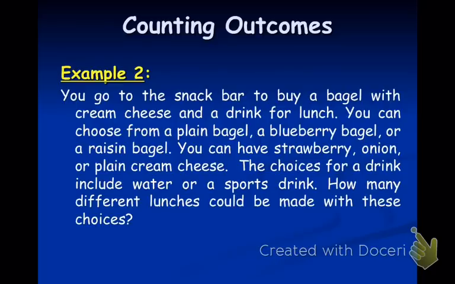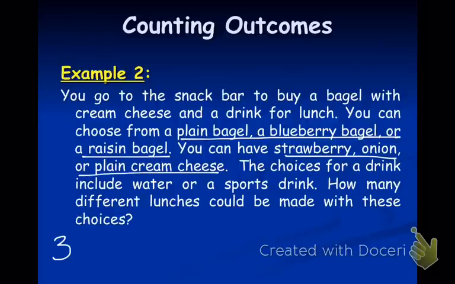We go to a snack bar to buy a bagel with cream cheese and a drink for lunch. So 3 things we're going to be picking from. You can choose from a plain bagel, blueberry bagel, or a raisin bagel, so there are 3 types of bagels. You can have strawberry, onion, or plain cream cheese, so 3 types of cream cheese. And then we have choices for a drink. We can have water or a sports drink, so we have 2 choices there. How many different lunches can be made with these?